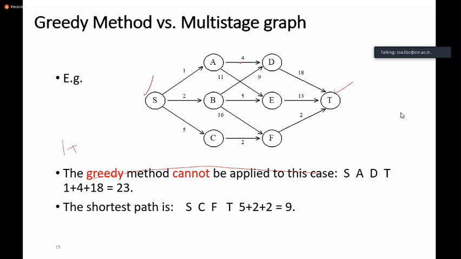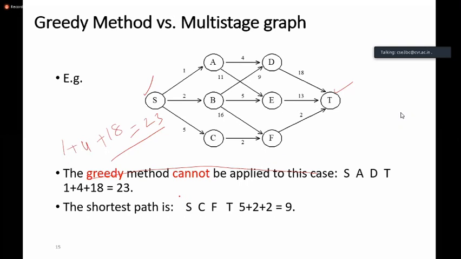A to E is 11, A to D is 4. That's why you can take 4. Why? Because it's the minimum. From D, 18 is there. Let's see 18, how much you may get? It is nothing but 20. This is by using the greedy method. Okay, are you clear my point?